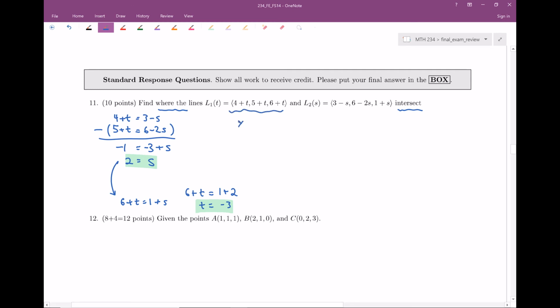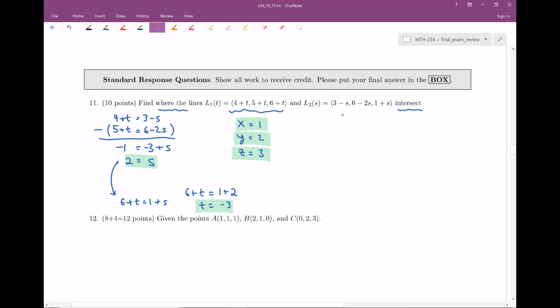If I plug this into my first coordinate here, x equals 4 plus t, so 4 plus negative 3, that's going to be 1. Y is equal to 5 plus t, so 5 plus negative 3, that's going to be 2. And z is equal to 6 plus t, so 6 plus negative 3, that's going to be 3. So this is how I would most likely respond: x equals 1, y equals 2, z equals 3. That's where they intersect.